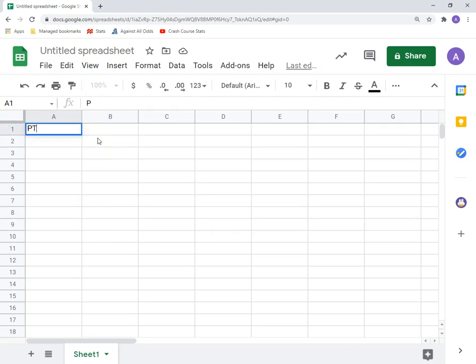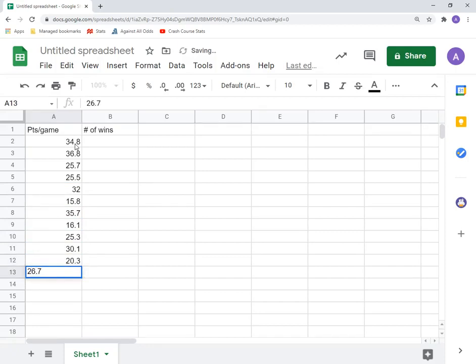So this time we're looking at points per game and number of wins. I'm just going to put it in there. So we had 34.8, 36.8, 25.7. Good typing, Chloe. Why did we delete everything from the last one? I was showing you how to find R. Now I'm reminding you how to make a graph and find R.